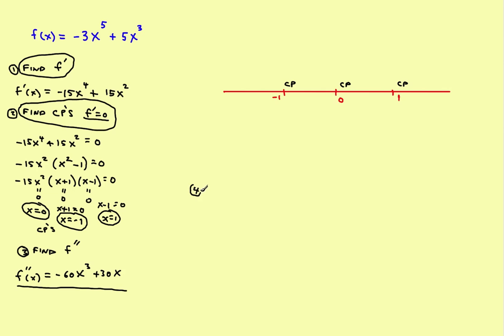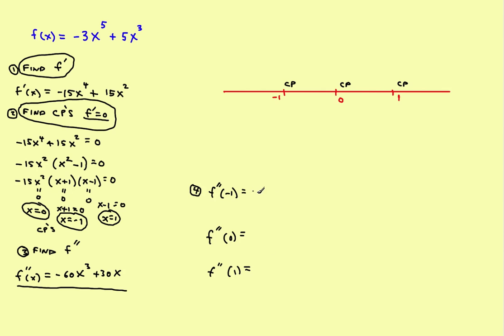And step 4 says evaluate the first or second derivative at the critical points. So I'll evaluate the second derivative, f prime prime, at the first critical point. Then evaluate the second derivative at the second critical point. And then finally evaluate it at the third critical point. So plug the critical points into the second derivative and see what the sign is.